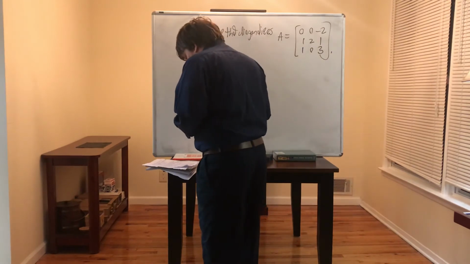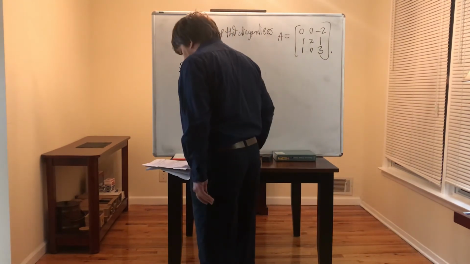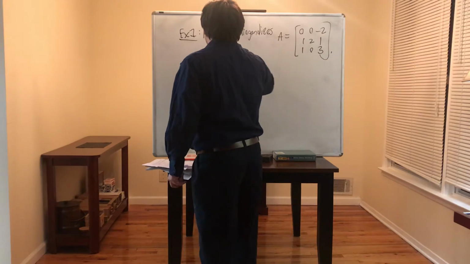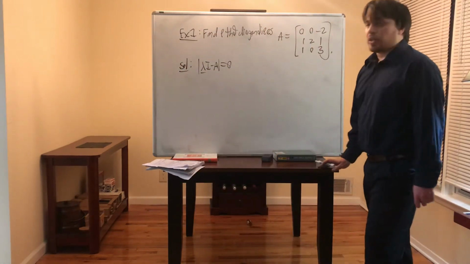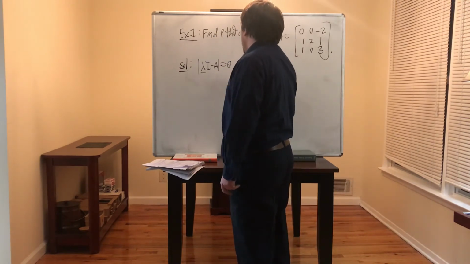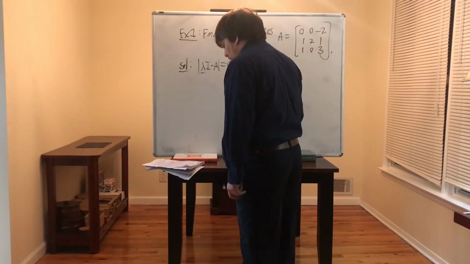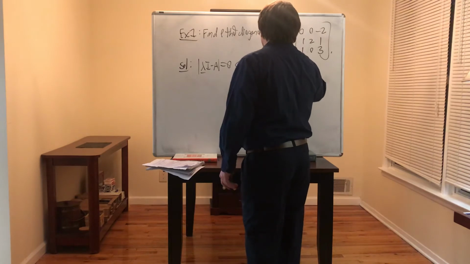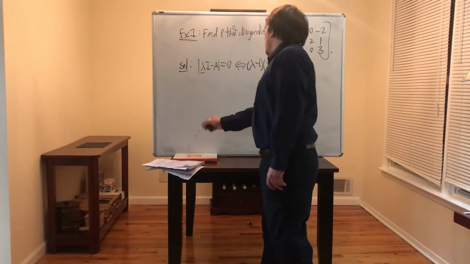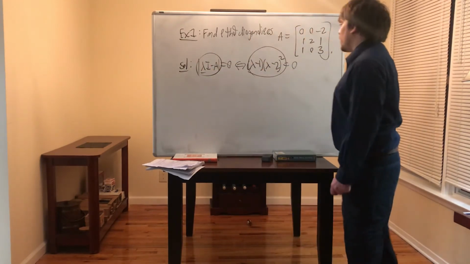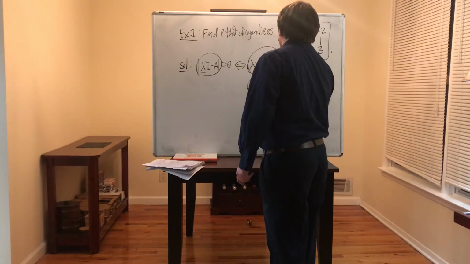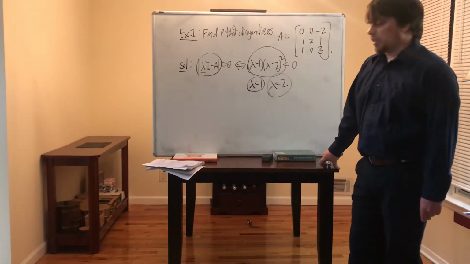So let's do that. The solution is we're going to find the characteristic polynomial: the determinant of lambda I minus A equals 0. You want to find all values of lambda that satisfy that equation. That is equivalent to (lambda minus 1) times (lambda minus 2) squared equals 0. So the values of lambda that satisfy that equation are lambda equals 1 and lambda equals 2. Those are the two eigenvalues of matrix A.